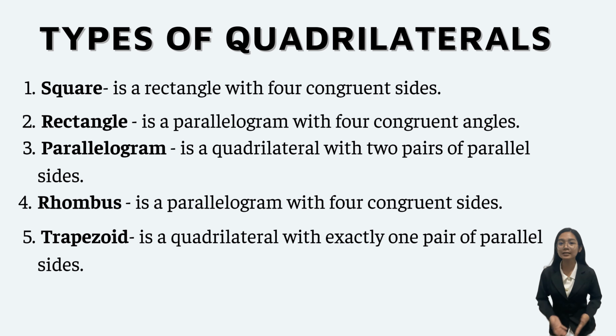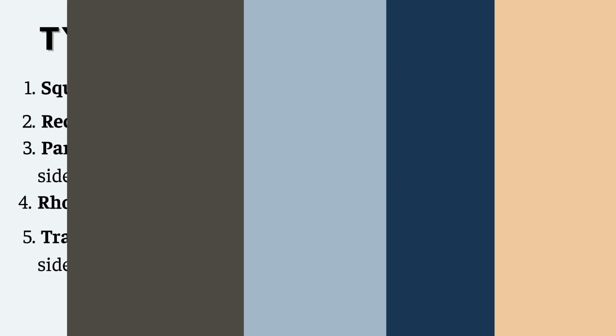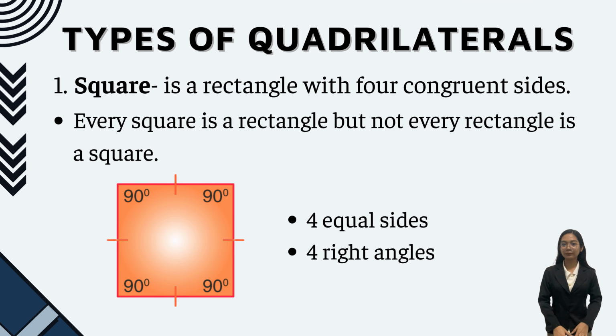So class, let's discuss them one by one. Class, look at the screen. Our first type is a square. Let's read the definition together. Square is a rectangle with 4 congruent sides. So class, what do we notice about its properties?